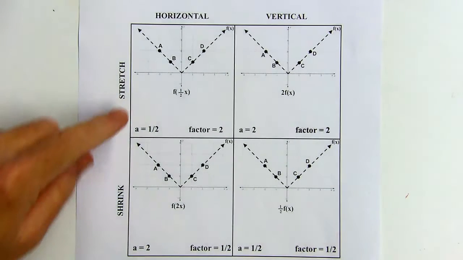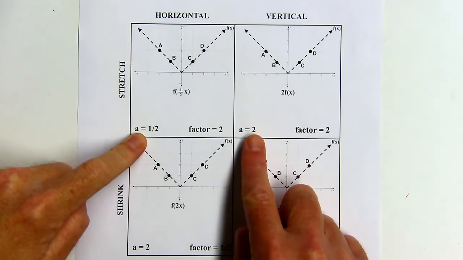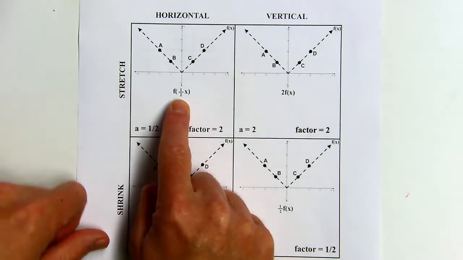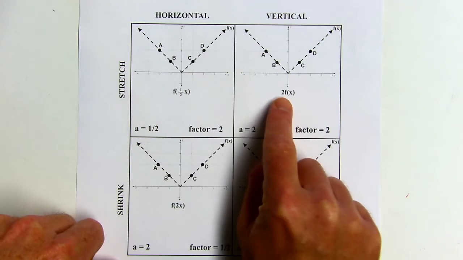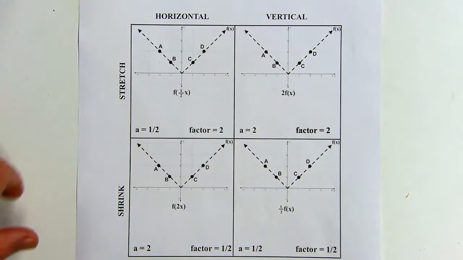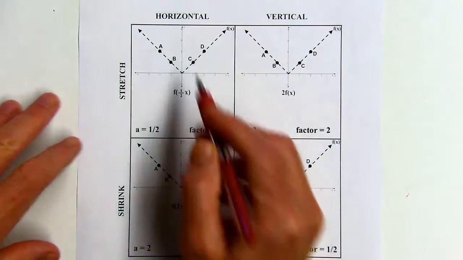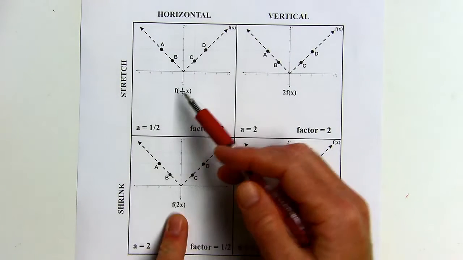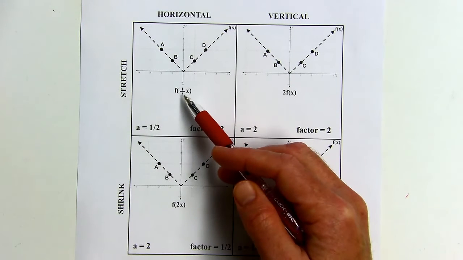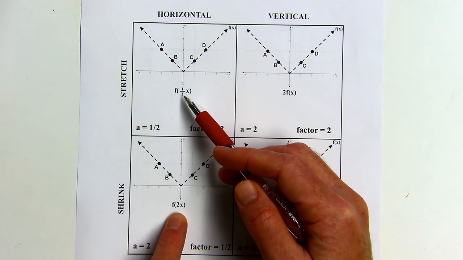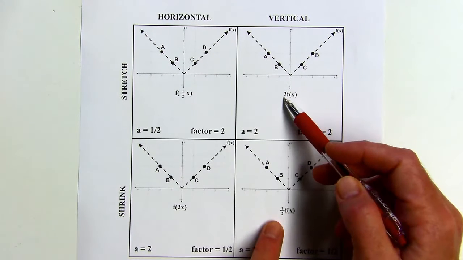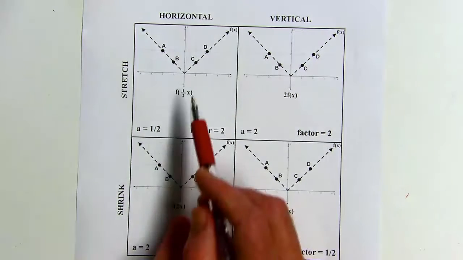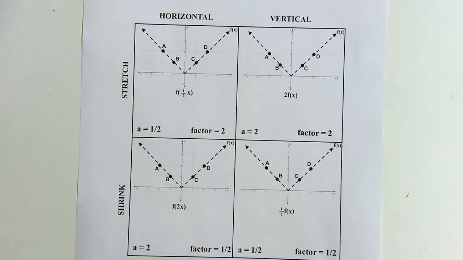So the A value in these bottom left corners is what is in the equation, either a 2. So my A value here is 1/2. Here the A value is 2, and so forth. Okay. What is going to make it a horizontal change as opposed to a vertical is the placement of the A value. So we're multiplying the input by a number on both of these, and that's what makes it horizontal. Where here we're multiplying the output, the numbers on the outside, it's 2 times f of x and 1/2 times f of x, right? As opposed to these where we're multiplying the inputs by the number, okay?